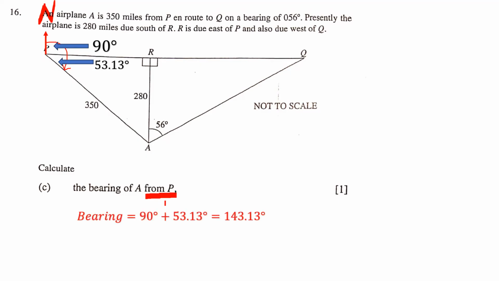So the bearing is going to be 90 degrees. And the reason why it's 90 degrees is because the north is exactly straight above PR, so it's perpendicular to PR and it forms a right angle with it. That's the nature of the north. And so 90 plus 53.13 is going to be 153.13, and that's your bearing of A from P.